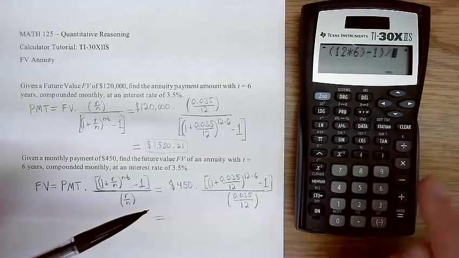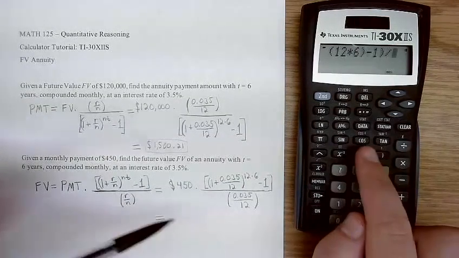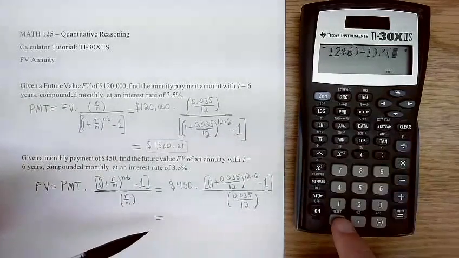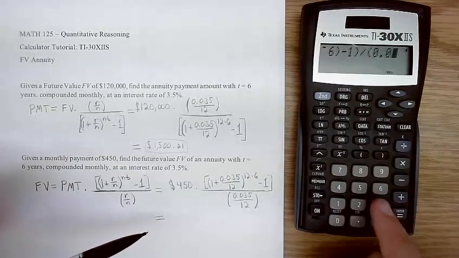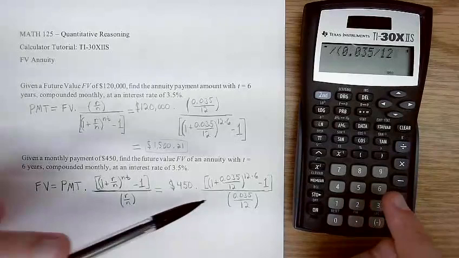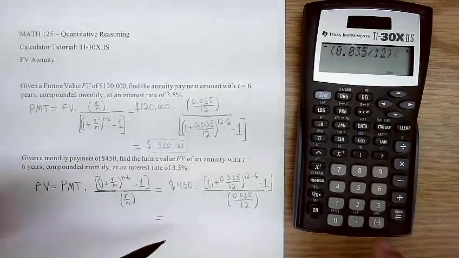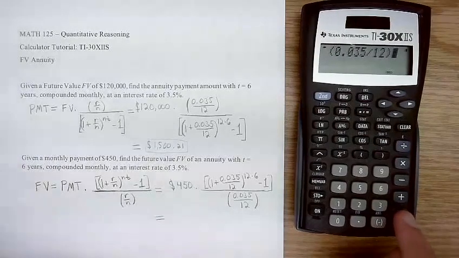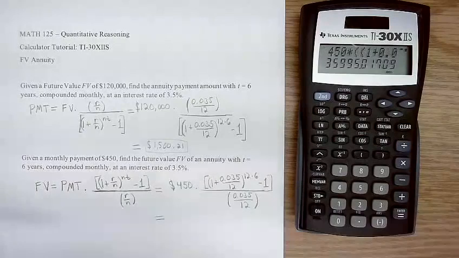So now I need to give the denominator, so I will divide, and I'll put my left parenthesis. I'll put in my rate of 0.035 and divide by 12. So lastly, I need my right parenthesis to tell it I'm done with the denominator, and I can go ahead and press enter.